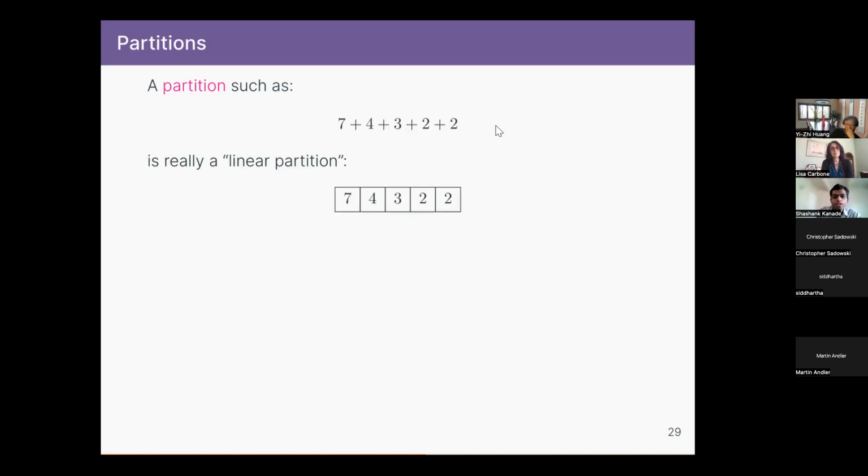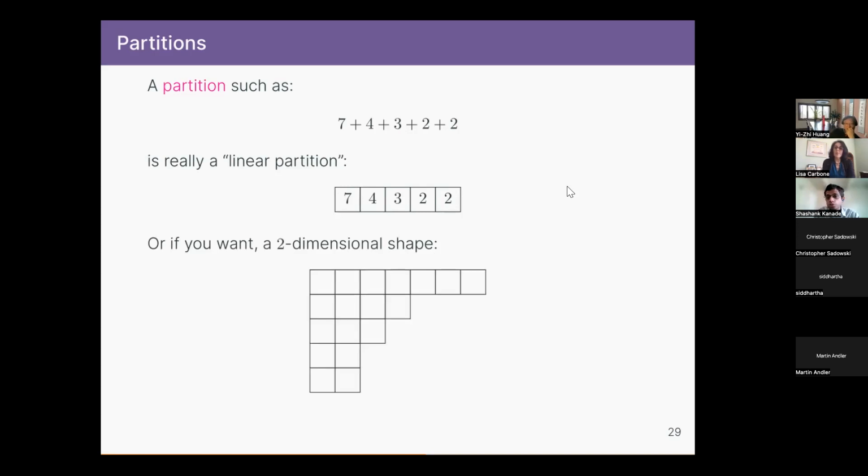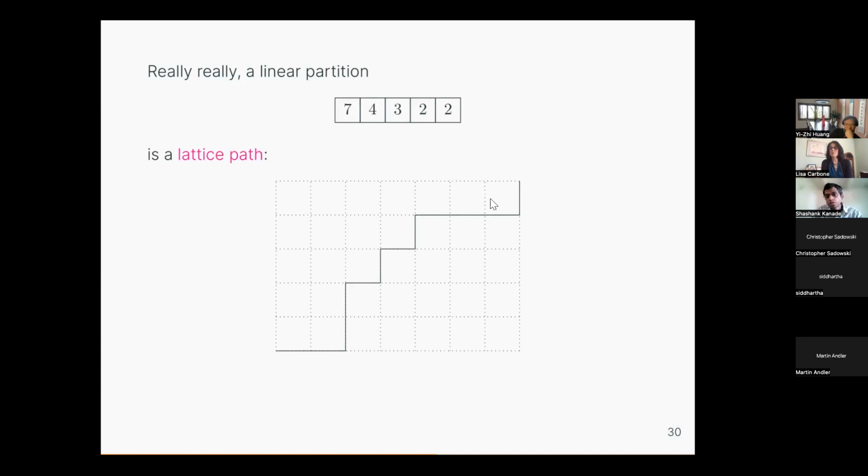So you put boxes around that. Sounds silly, but you will see that I'm going to put more boxes in future slides. And if you really want, you can think of this as a two-dimensional shape. So 7 boxes here, 4, 3, 2, 2, right? Okay, good enough. So partitions are linear partitions, but before that, I should tell you that really a linear partition is a lattice path. You take this partition, and it's really a lattice path where you trace out the boundary of your Ferrers diagram. So this is 7, 4, 3, 2, 2, and this is the lattice path at the boundary.